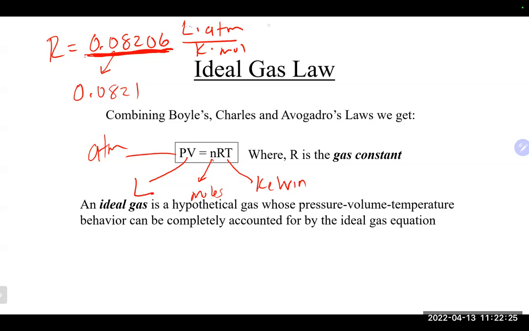The good news is somewhere on the paper, you probably have this number given to you with the units, which is a nice reminder in case you forget what the units should be. You can just look at the units of R and it will tell you what everybody else needs to be in for it to properly cancel out. Any questions on that there?